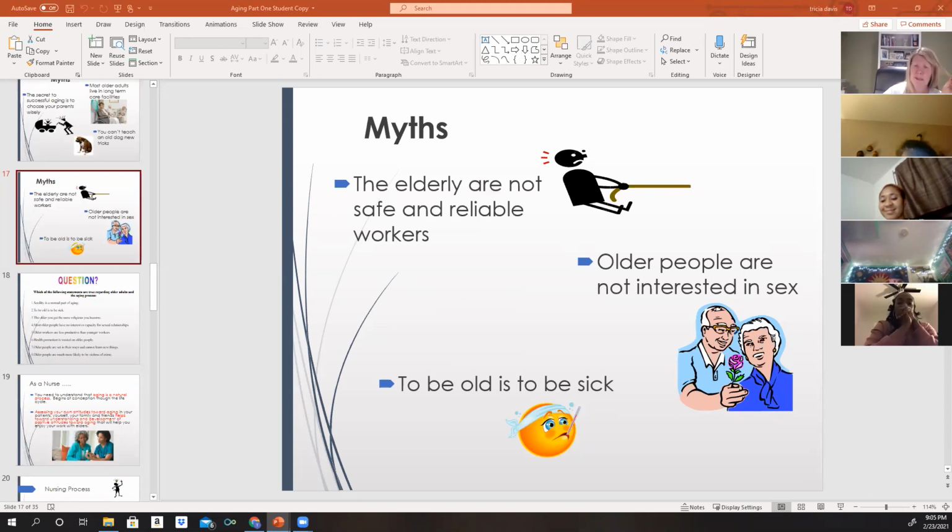And then, to be old is to be sick. Well, that's just not true. There are many, many older people that are very healthy. They eat a great diet. They stay active. They're still working. So those are just a few of the myths.